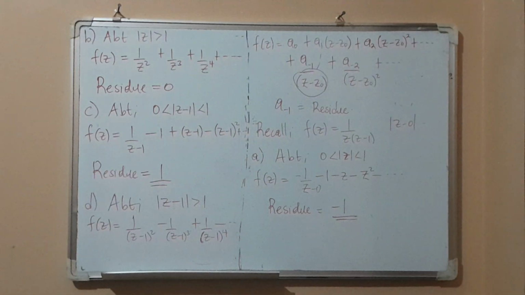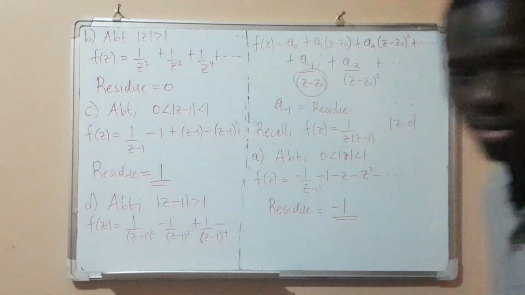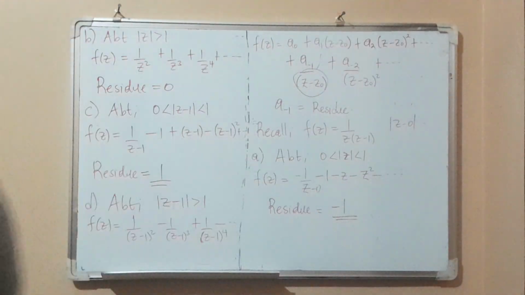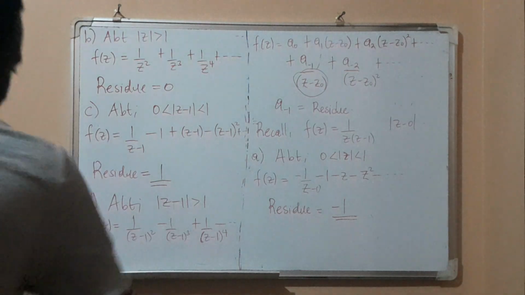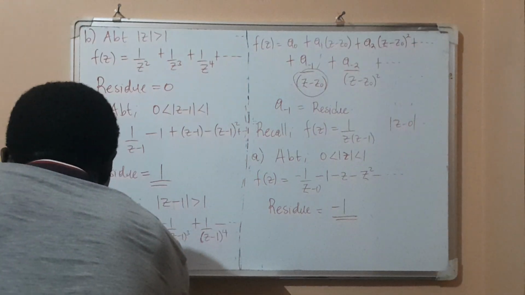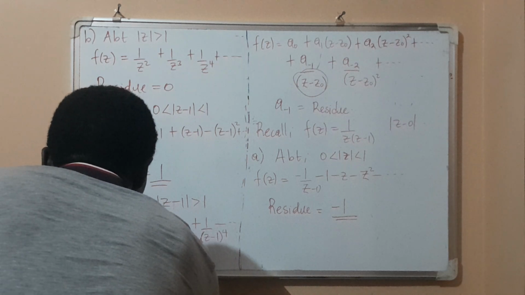That one was also obtained about z equals 1. So you just look at the coefficient of 1 over z minus 1. We don't have 1 over z minus 1 here. You are seeing that we are starting with 1 over z minus 1 squared. So the residue in this case is 0.